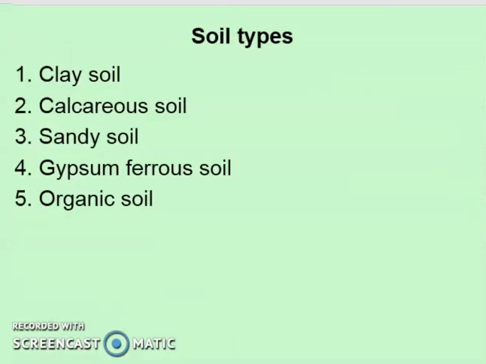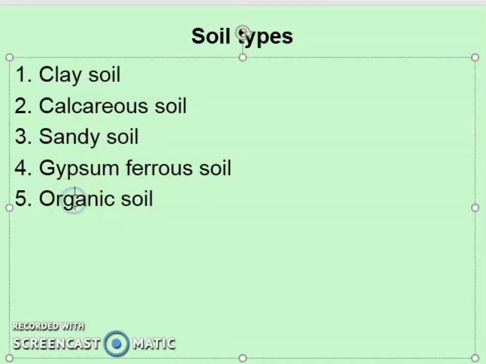I will take you to another topic. This is soil types. We actually have 5 soil types. The first one is clay soil. The second, calcareous soil, sandy soil, gypsiferous soil, and organic soil. The first 4 soils are usually found in arid and semi-arid regions. Organic soil is usually found in humid areas.